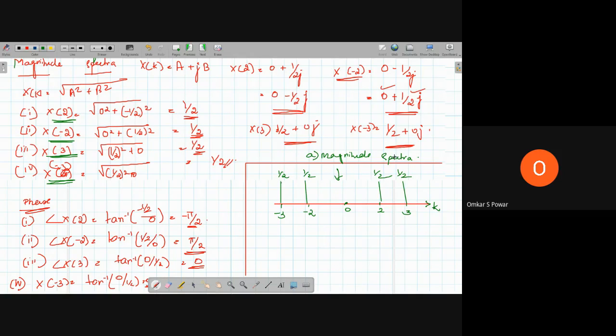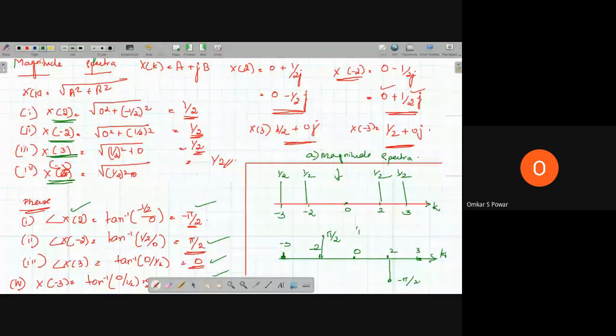So in order to get the phase spectra, what we have to do? Again the same logic. First write the x-axis, then you plot it. So we have our x-axis. So we want the value at 2, 3 and -2 and -3. So what is the value of 2? Angle of x of 2 is minus pi by 2. So here minus pi by 2 and x of -2 it is plus pi by 2. Then x of 3 is 0 and x of -3 is 0. So no need to plot for that one. So this is your phase spectra.